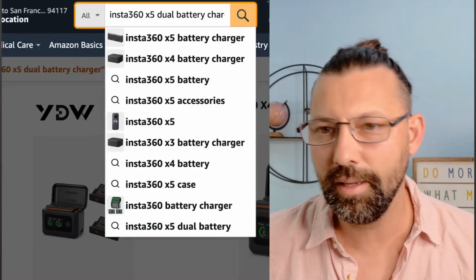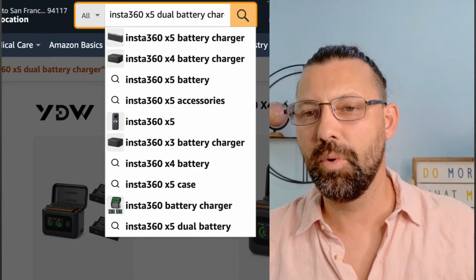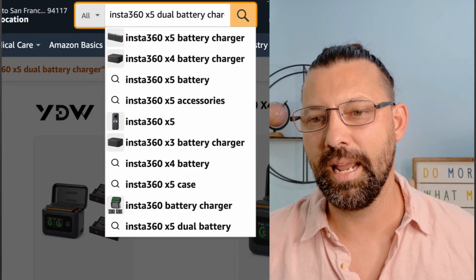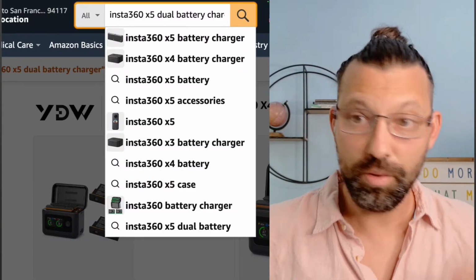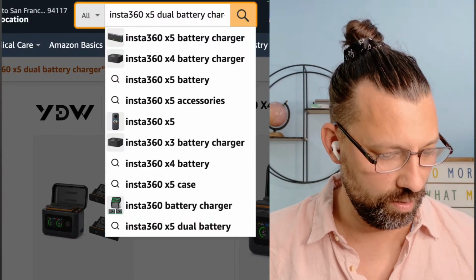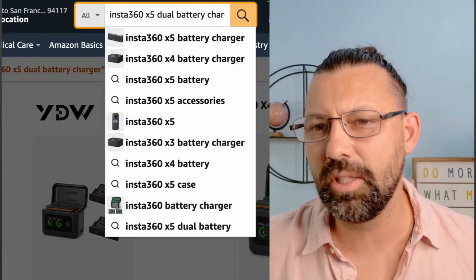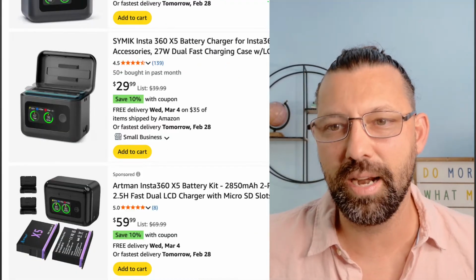But I think a lot of us probably intuitively start to realize that there is something more to getting your product on Amazon, that maybe it might be a little bit easier than you thought it was. Just case in point, if you search for a term like Insta360 X5 battery charger, you get a whole bunch of product results.